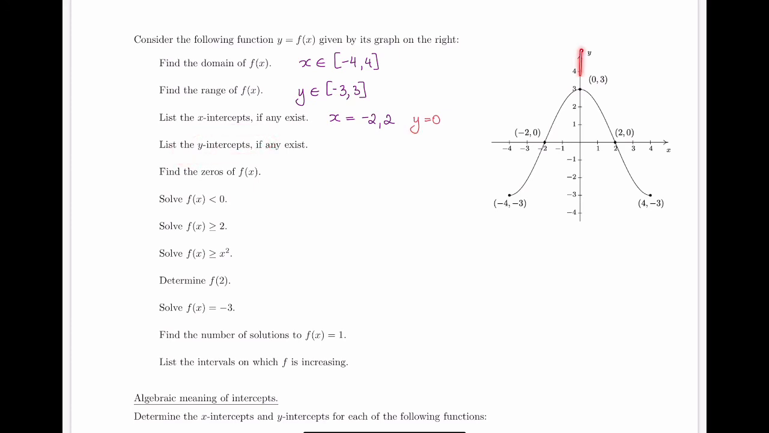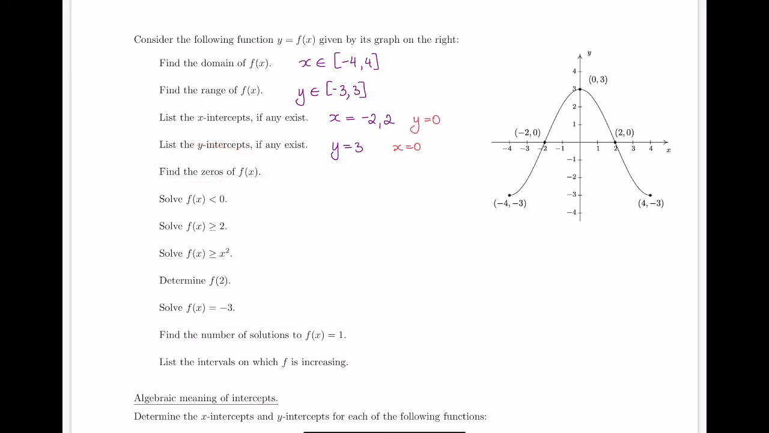Y-intercepts is where the graph intersects the y-axis. So I notice that this only happens once here, which of course is because this is actually a function. So for this, we have y equals 3, and I will note that what is true at that point is the x-coordinate is 0.